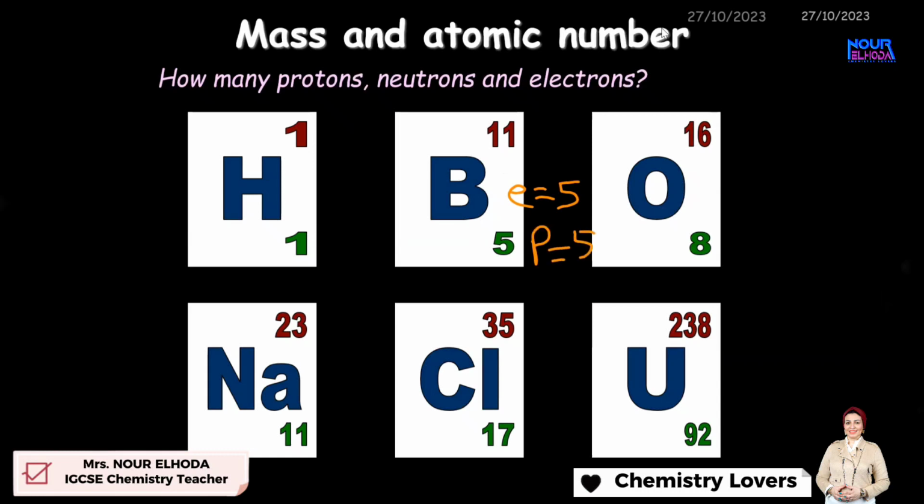طب if I want to get the neutrons, same like what Rani said. طب how can I get the neutrons? You always subtract the big number minus the small number. It's going to be 11 minus 5, so it's 6.